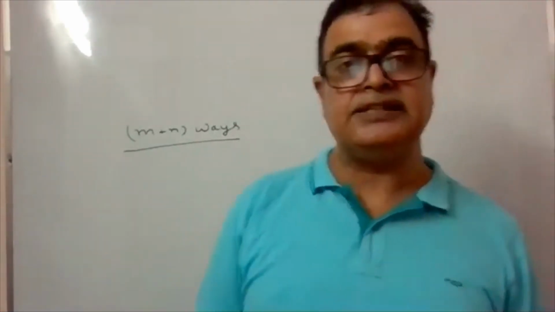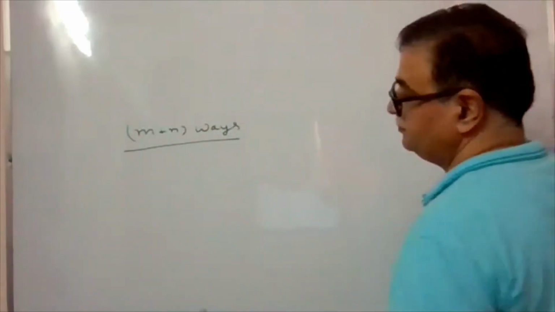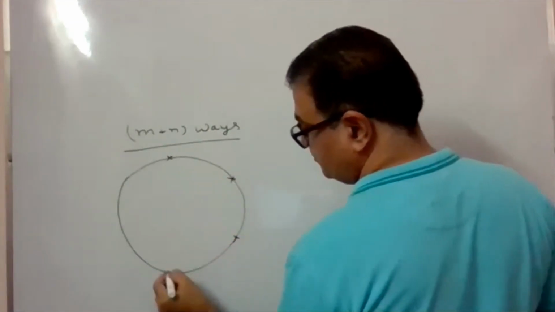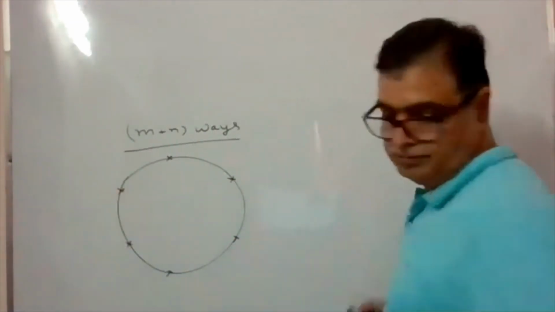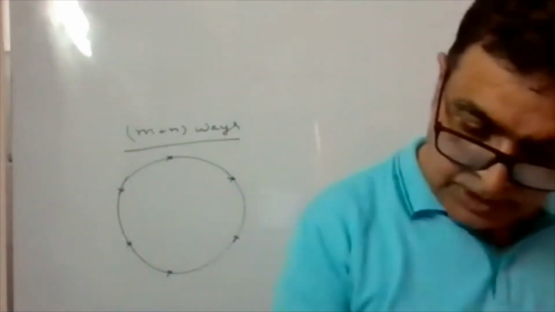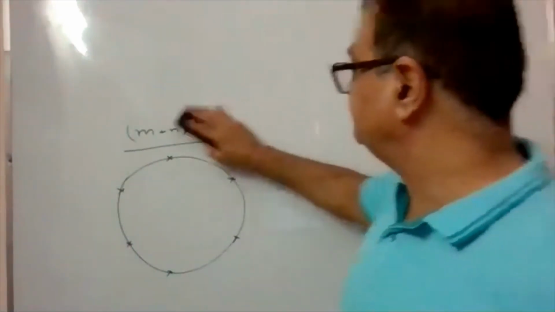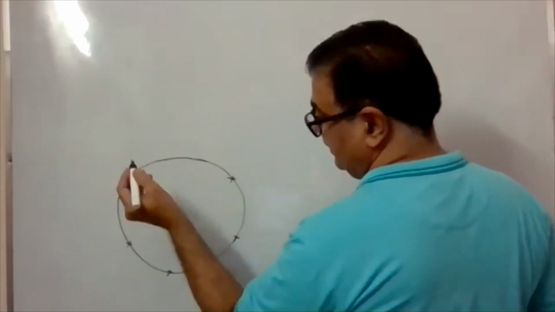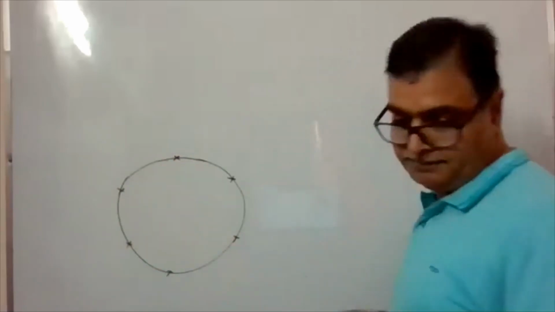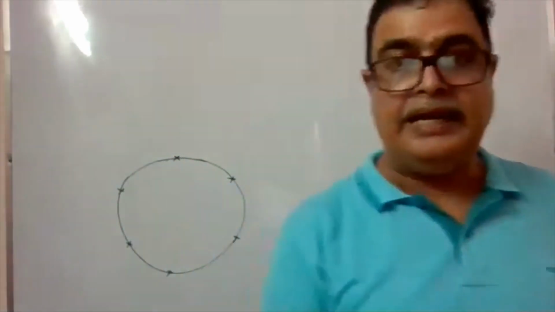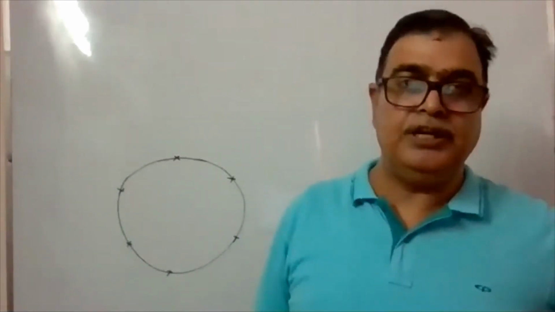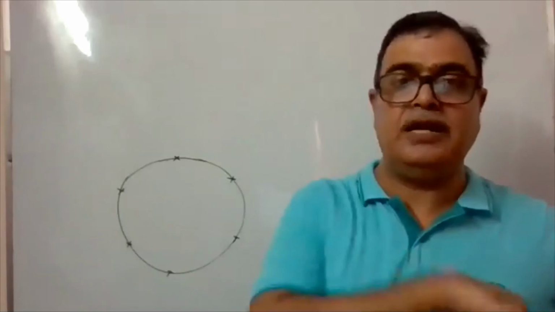A room has 6 doors. In how many ways can a person enter the room and come out?